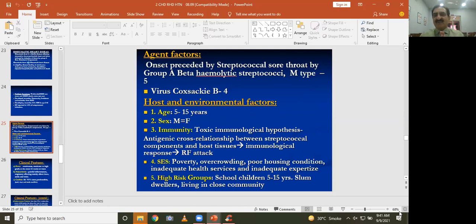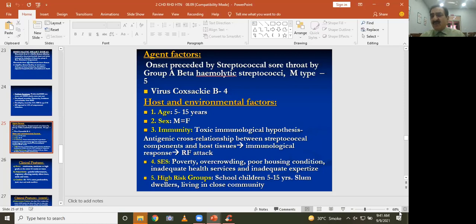As I told you, we'll discuss the agent factor, then the host factor, and the environment factor. In the agent factor, as I told you, rheumatic heart disease or rheumatic fever starts with a streptococcal sore throat by group A beta hemolytic streptococci. There are many strains and types of beta hemolytic streptococci, and type M is involved in the causation of rheumatic fever.